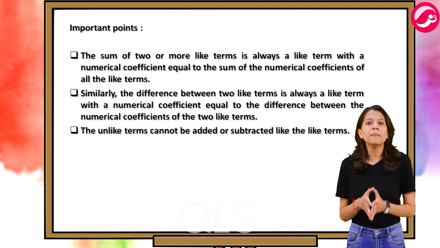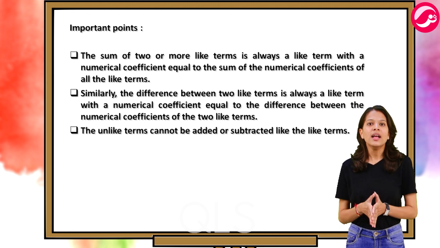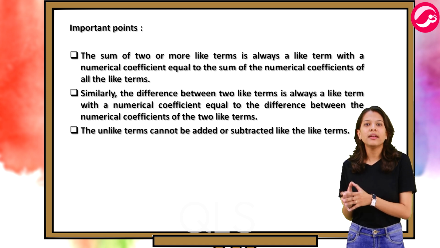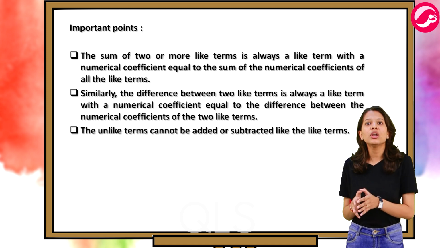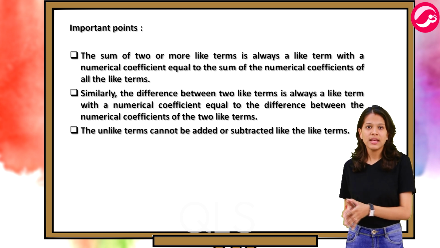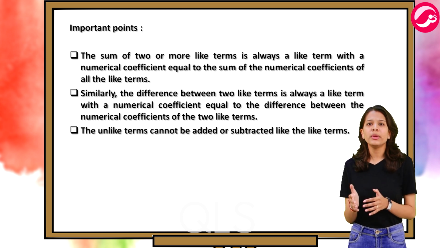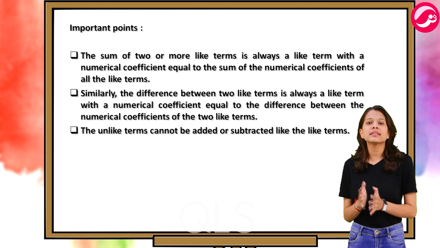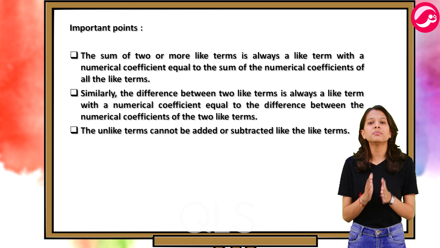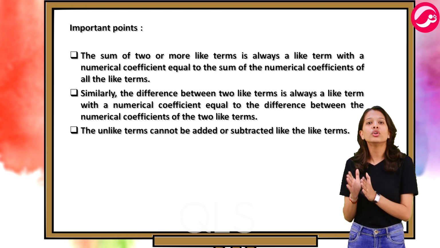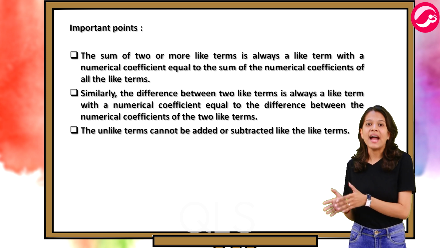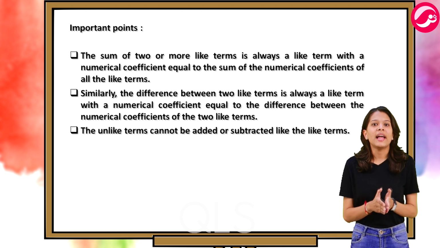Now here are some points that you must keep in mind. The sum of two or more like terms is always a like term with a numerical coefficient equal to the sum of the numerical coefficients of all the like terms. Similarly, the difference between two like terms is always a like term with a numerical coefficient equal to the difference between the numerical coefficients of the two like terms. Note that unlike terms cannot be added or subtracted like the like terms.